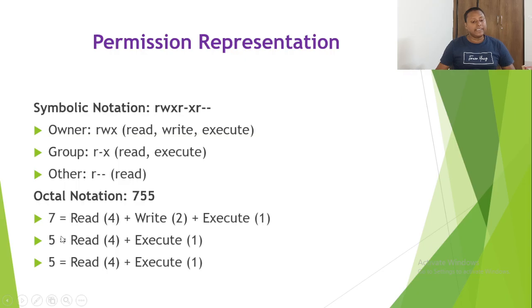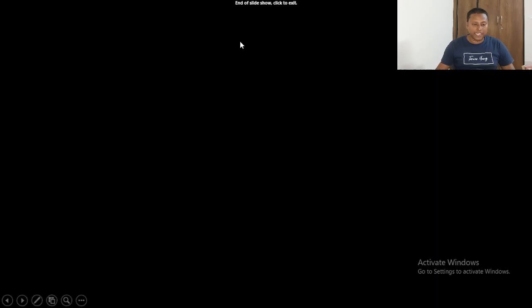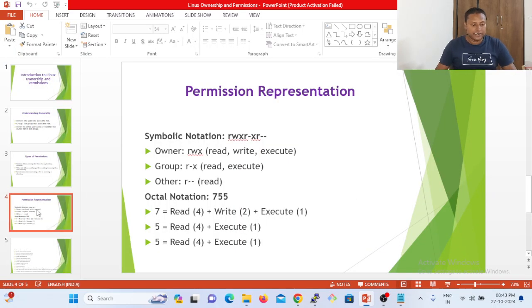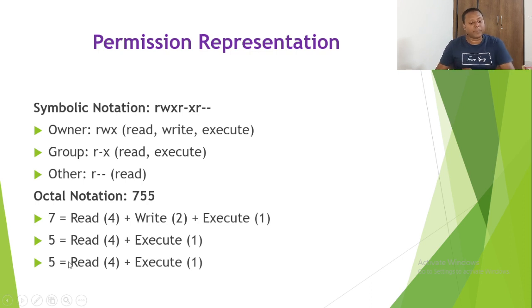The same way for 5: R means 4, execute means 1, so 4 plus 1 means 5. For other, execute is not available as of now. So it is not 5, because only the 4 permission is available as of now. Okay, I hope this is clear.